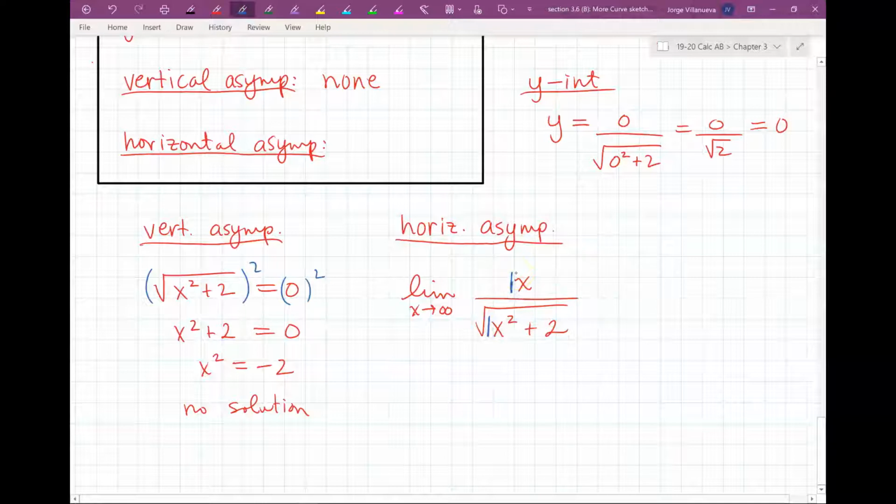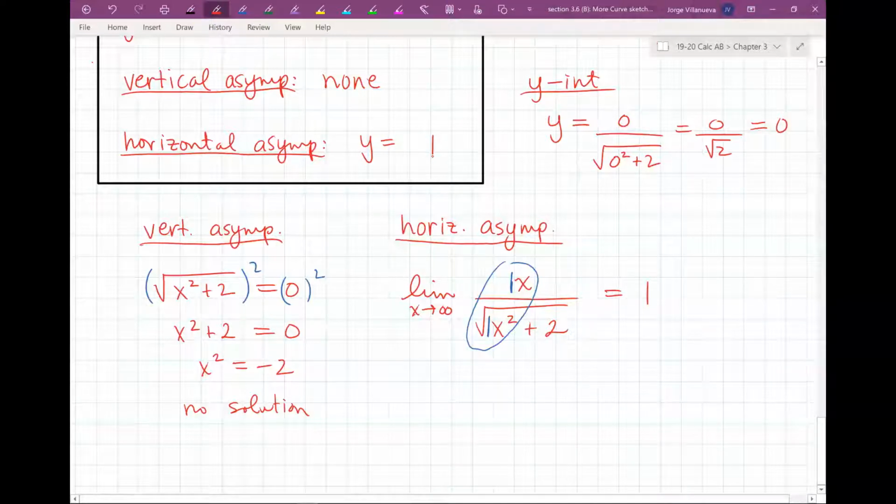So if you really think about it, you're looking at this information only, which is basically an x over x, right? So what's your limit of that? It's a 1. Okay, this limit becomes a 1. So that means you have a horizontal asymptote at 1.